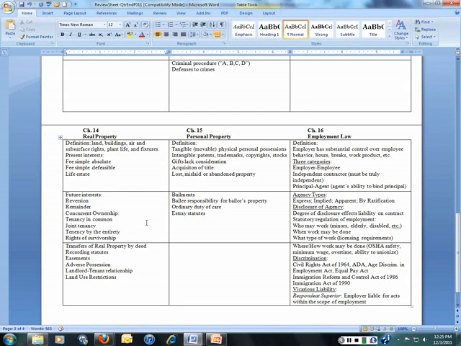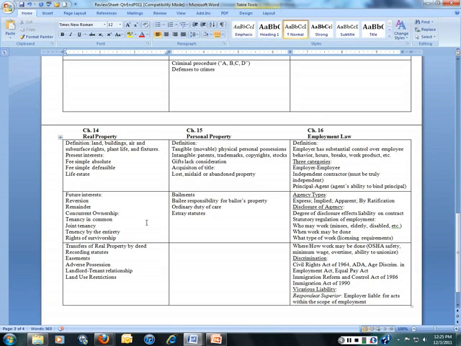Chapter 15, personal property. We did talk about all this. We talked about the definition of personal property and gifts of personal property. Well, what that means is basically a gift. If you're looking back again at contract law, you don't have any consideration involved in the situation, so that's considered a gift. How do people acquire title to personal property?